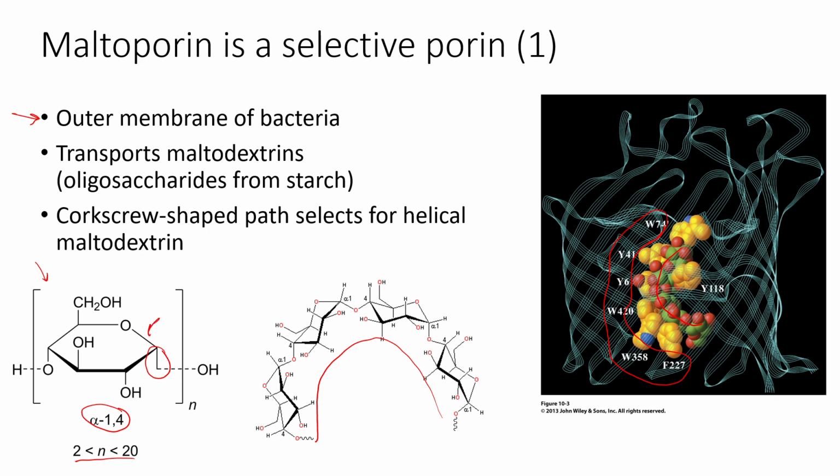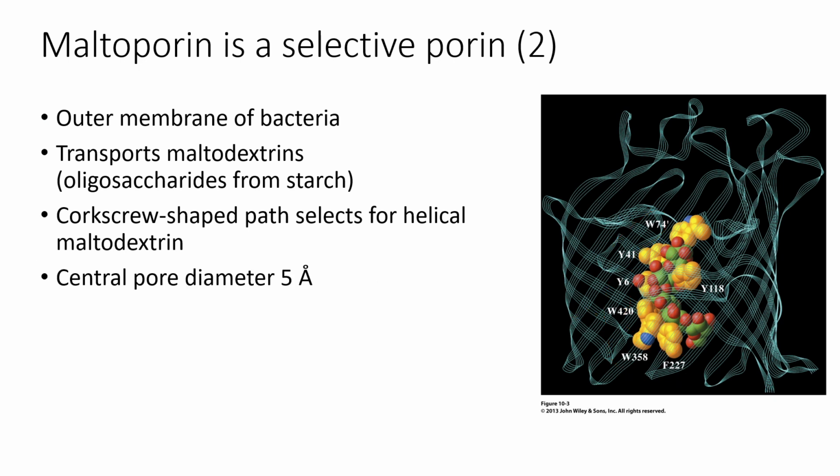And so the hydrophobic amino acids that are lining this porin are able to interact with the hydrocarbon parts of the glucose molecules. And that is going to help facilitate the glucose being able to slide through. The glucose, or the maltodextrin, is not going to stick a lot to these hydrophobic residues because they'll want to repel each other a little bit, and so it'll help the maltodextrin slide right down that little corkscrew-shaped path. Another thing that makes maltoporin very selective is the central pore diameter. It's very small. It's only 5 angstroms, and so it's a very selective and specific fit for maltodextrin molecules.